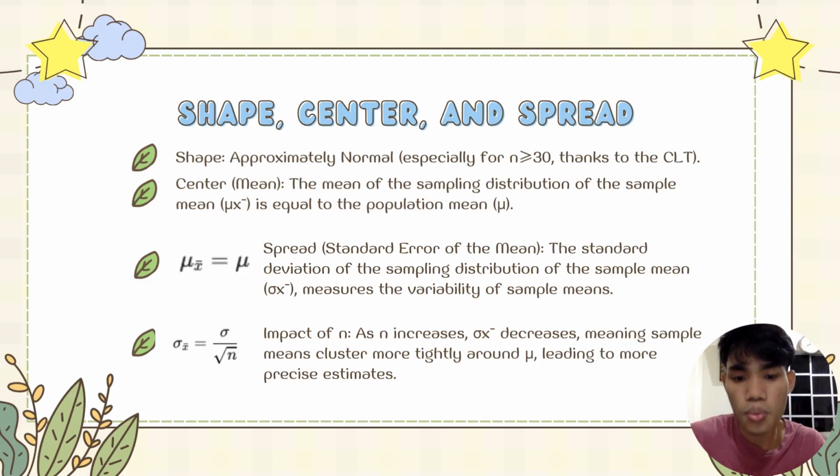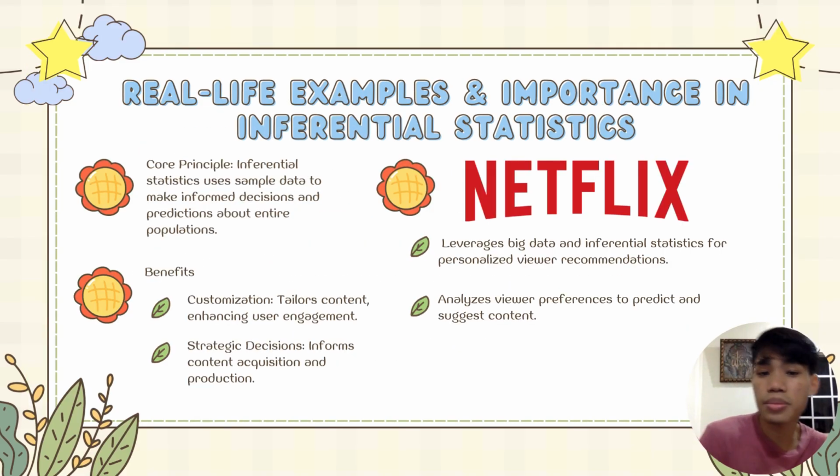For a real example, why does it matter in inferential statistics? Why do statisticians care so much about it? Because it's the core of inferential statistics: using information from a small group to understand a big group. It helps us make smart decisions without having to measure everything.